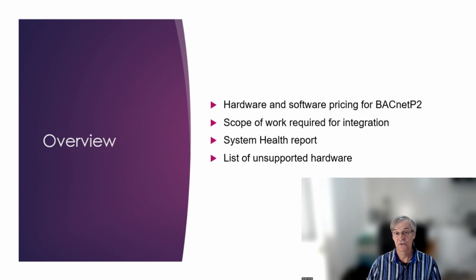Getting these reports is really easy to do, requires no specialist knowledge, and provides us with the information required for us to give you the following four important things: the hardware and software pricing for BACnet P2, the scope of the work required for integration, the system health report, and a list of unsupported hardware, if any.